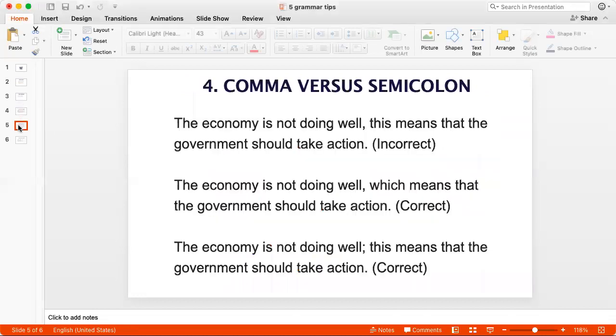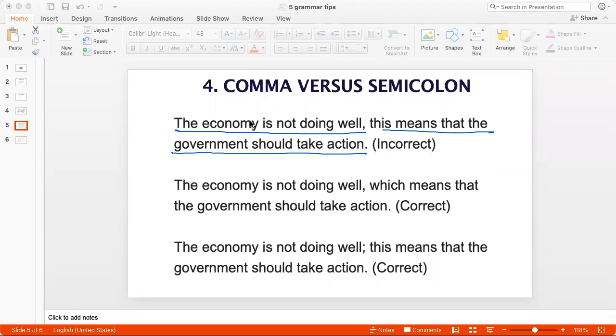Okay, let's go to tip number 4, comma versus semicolon, right? This is a very important distinction and this is tested frequently on the tests. So let's say I have a sentence like this. The economy is not doing well, this means that the government should take action.